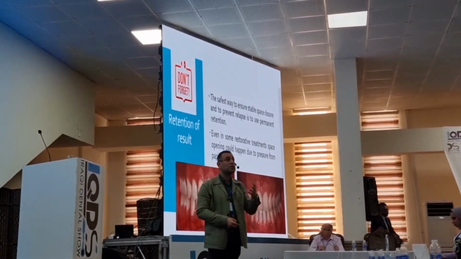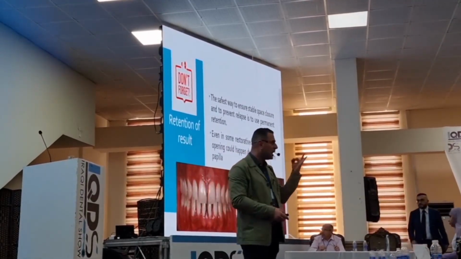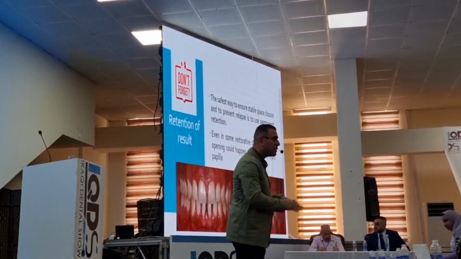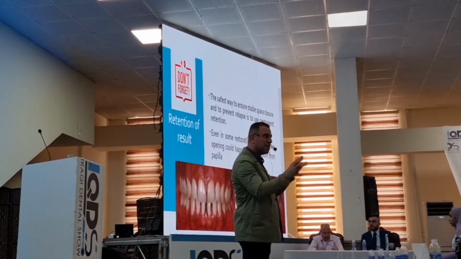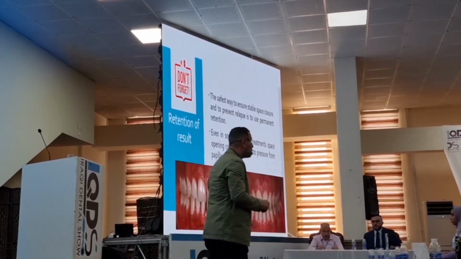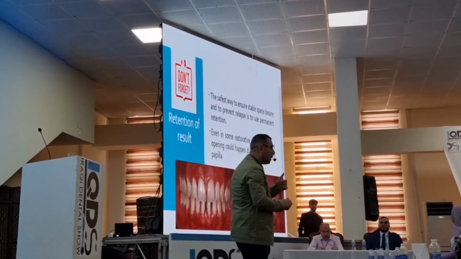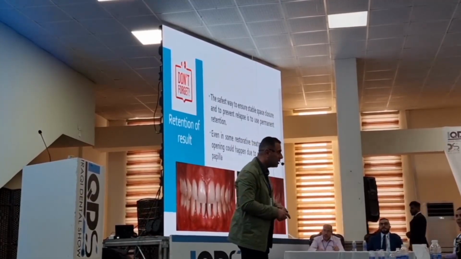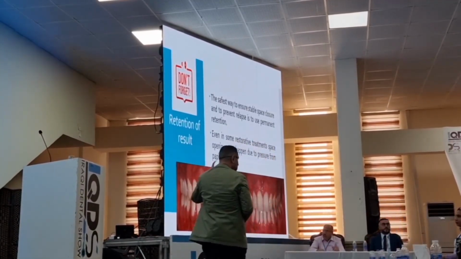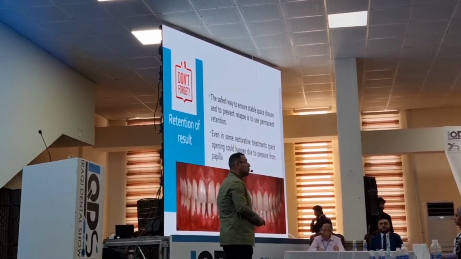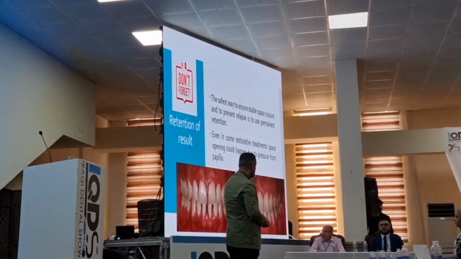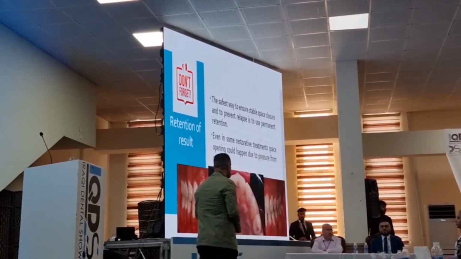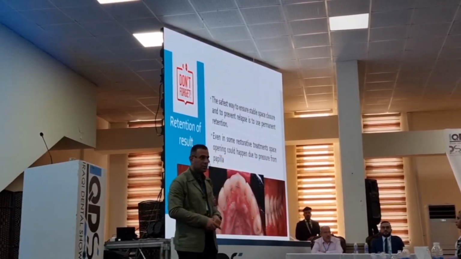Median diastema, they closed it by composite three times. They closed it, and after 1 to 2 months, the space opened. Space open. Why? Because of the pressure of the papilla. The papilla will press against the composite, it will reopen the space. So what do we do? We remove all the composite from it and close the space orthodontically to get the normal width of the incisors, and we put a permanent retainer.